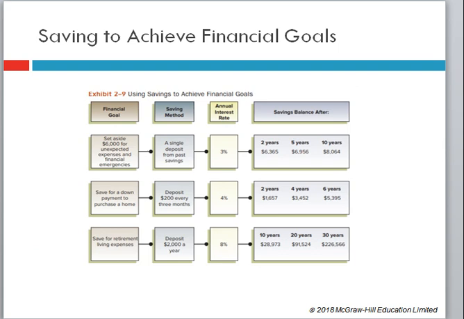So how does it work? We have a financial goal, we have a savings method, we earn annual interest, and our savings grow. For example, your financial goal is to set aside $6,000 for unexpected expenses. You can make a single deposit from past savings. Your interest rate is 3%. How it will grow has been shown. This we have seen. The concept is compounding. If you save, your money grows because of compounding. This we saw in the last chapter.